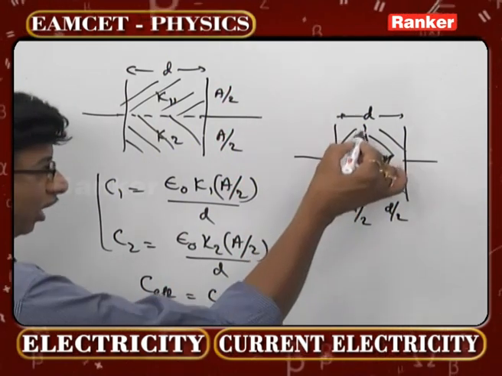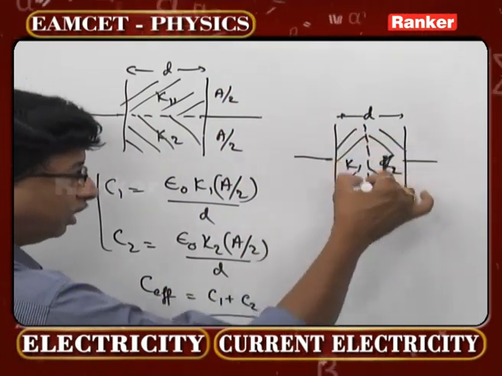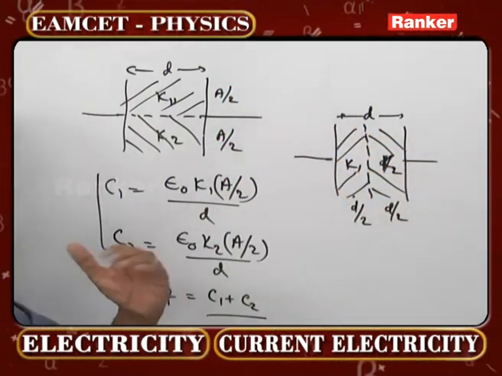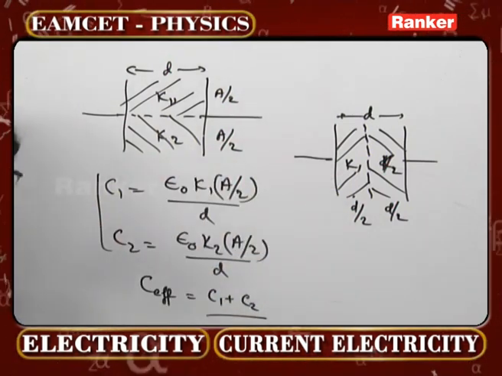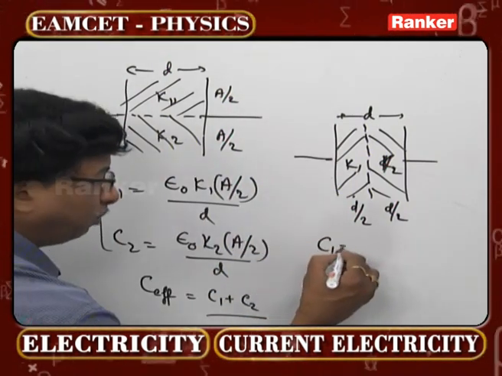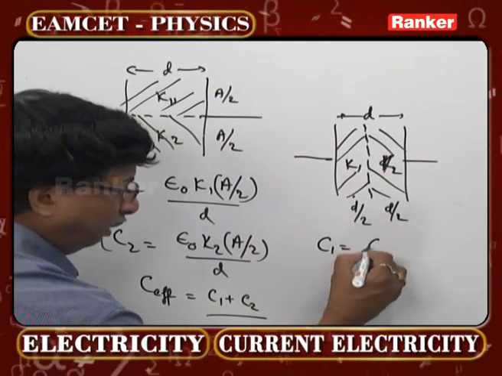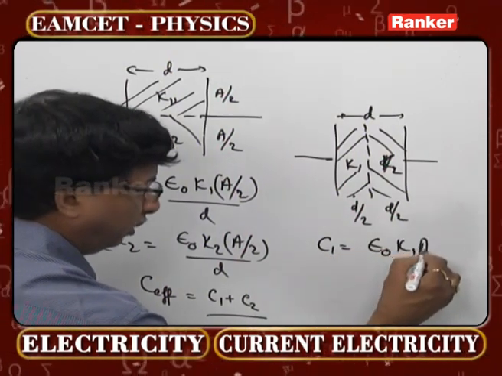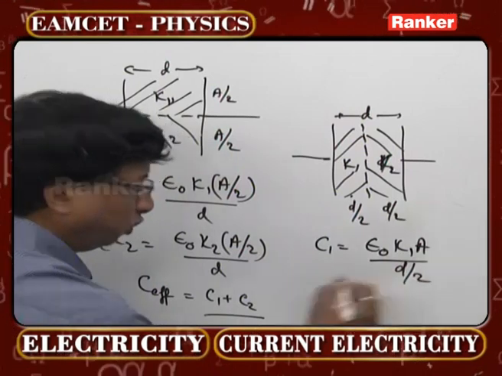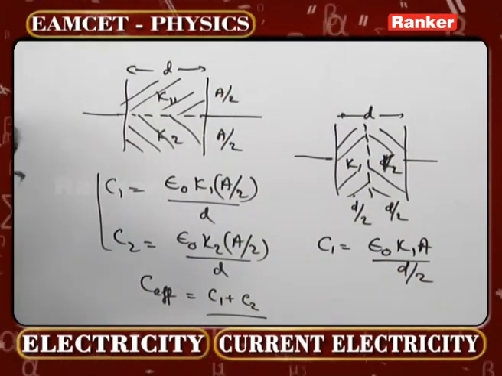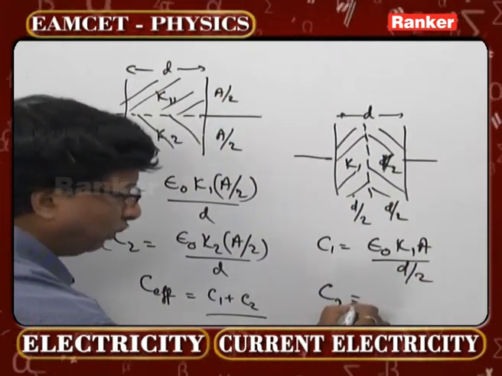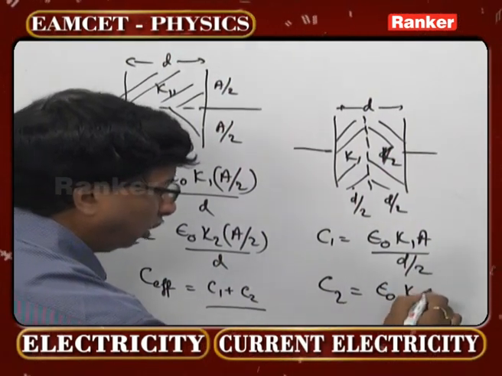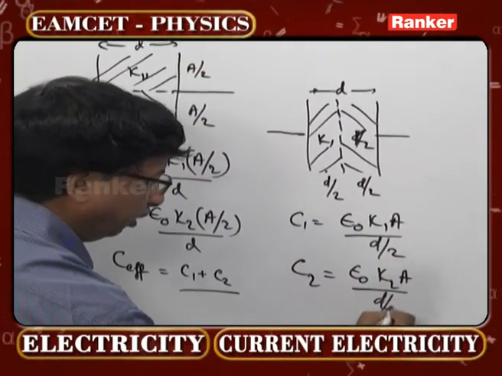Then you should understand this is one condenser, this is another condenser. Both are now in series. That is the point you have to understand. So what will be C1 in this particular case now? C1 is epsilon naught K1 A by D by 2, because the distance is made half here. Likewise, C2 is equal to epsilon naught K2 A by D by 2.